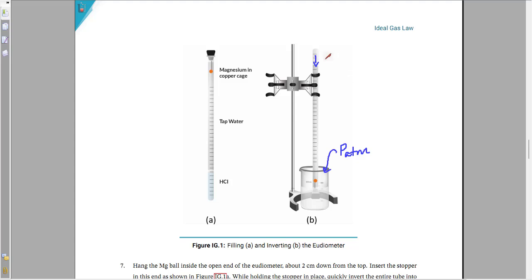That pressure inside there is a combination, though, of the pressure of hydrogen, which is what we're trying to figure out, but also the pressure of water vapor. Because the hydrogen is bubbling through water, we need to take that into account. And so we'll get into that in the calculations here in just a little bit. Okay, let me get rid of my little bubbles there, and we'll go forward.